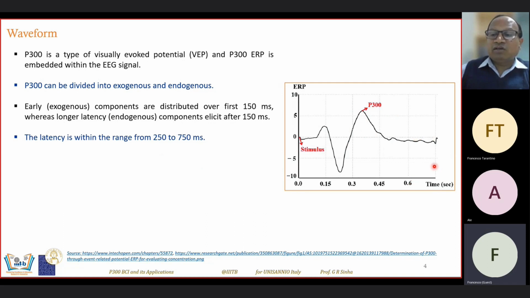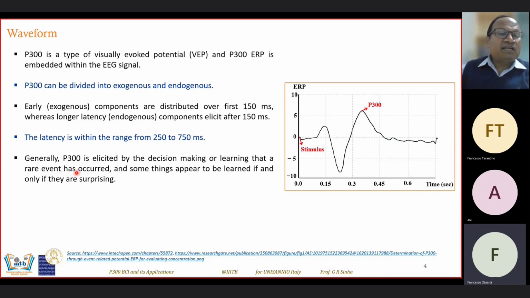The latency within the range is generally 250 to 750 milliseconds. It goes till 750 milliseconds, and it actually starts producing positive value right from 250. Look at here, this is 300 milliseconds. Right from 250 it starts having positive value, goes till a maximum positive value, and still it is not very low. It remains to have a certain value till 700 milliseconds. But the best response in this BCI is P300.